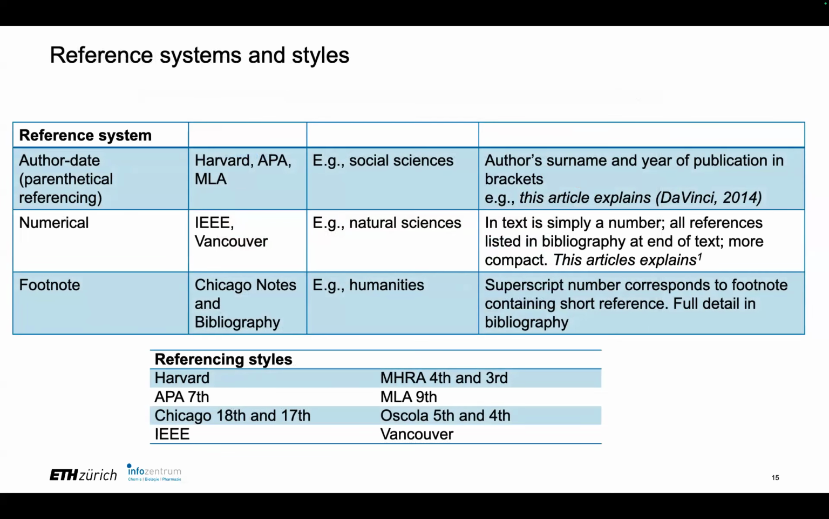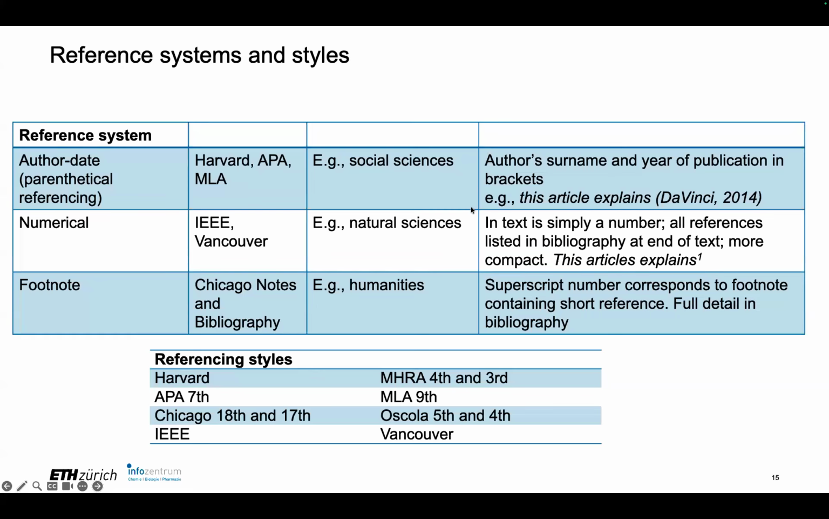Okay, now just a word on reference systems and styles. There are actually three major reference systems. The author-date, so-called parenthetical referencing, or Harvard style. It's often used in social sciences, and the styles are the Harvard, the APA, that's the American Psychology Association, and MLA.